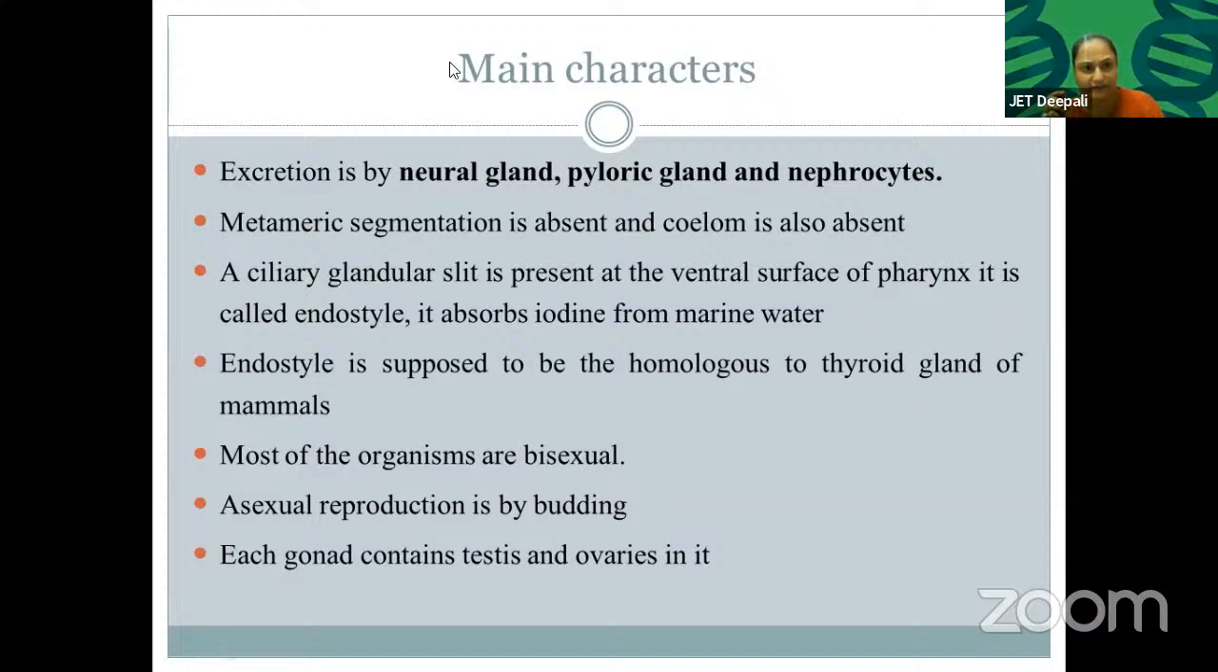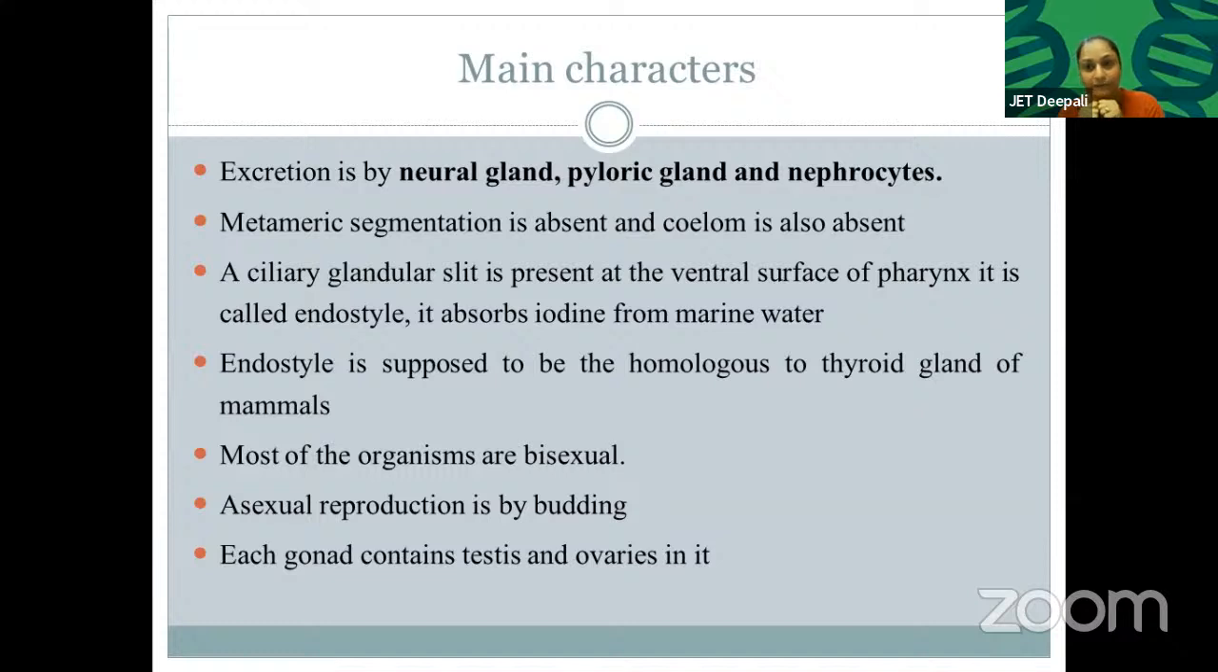Let me see my book. Okay, my video is coming now. See, this is your pharynx. So what do urochordates have? Urochordates have a slit. Slit is like a pore, an opening. It is present here. Ciliary glandular. Glandular means gland-like in shape. Ciliary means cilia are there. What does this do? This is called endostyle, and this absorbs iodine from marine water.